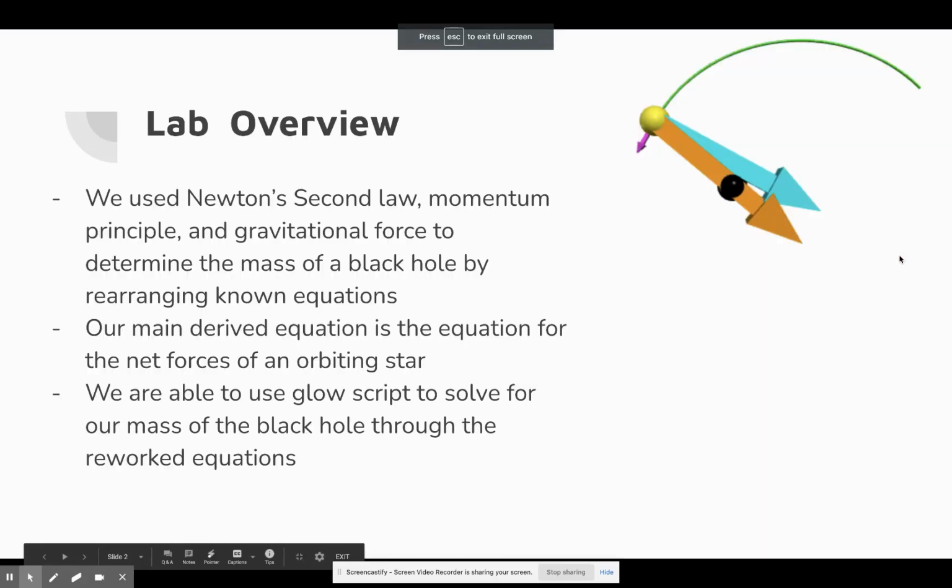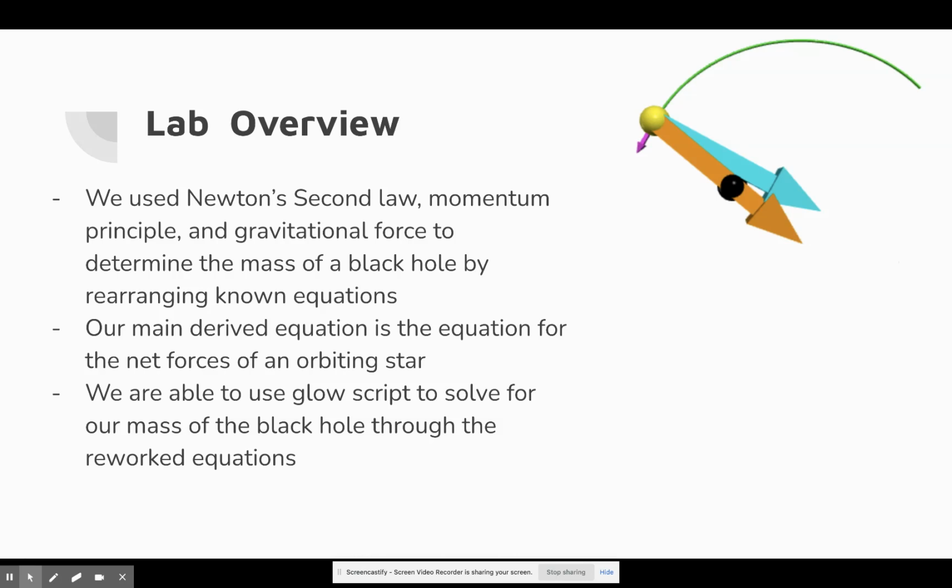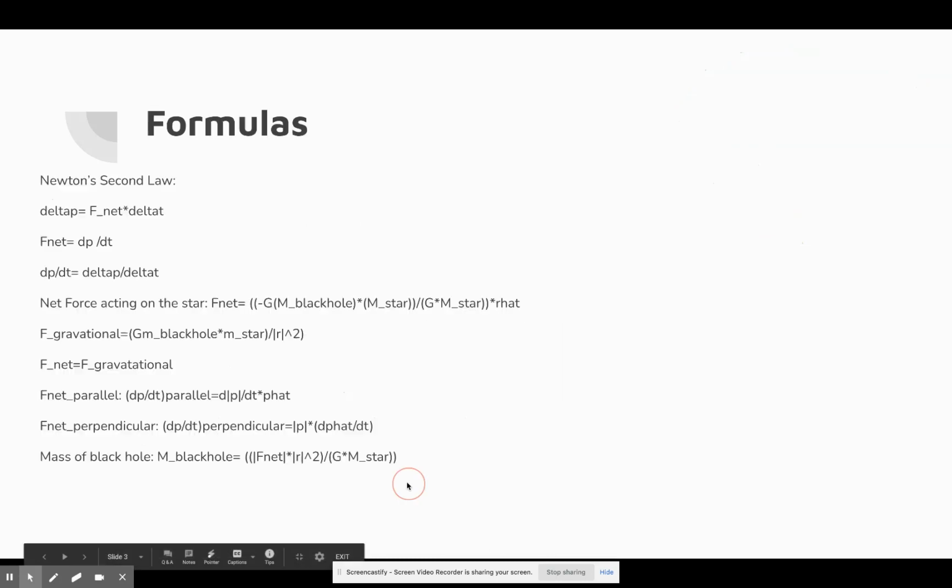So for our lab 2, we use Newton's second law, momentum principle, and gravitational force to determine the mass of a black hole by rearranging our known equations. And we mainly rearranged our equation for net forces of an orbiting star. As we can see from this picture, we do have that star's position, and we have those forces coming off of it. So we're able to easily do this using GlowScript.